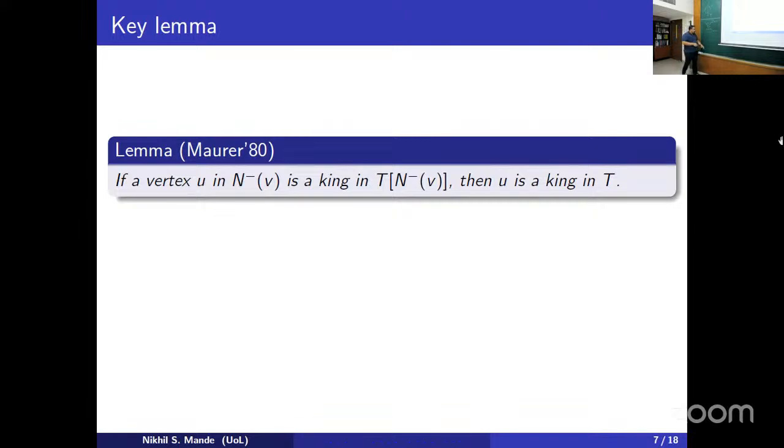And let's very quickly see a proof. So let's say I have a vertex here, let's call it K, that is a king in the tournament induced on N minus V. So K two-step dominates everything over here. K has a direct edge to V because it's in the in neighborhood of V. And via V, it two-step dominates everything over here. So if K is a king over here, then it's a king in the entire tournament. This is the proof.